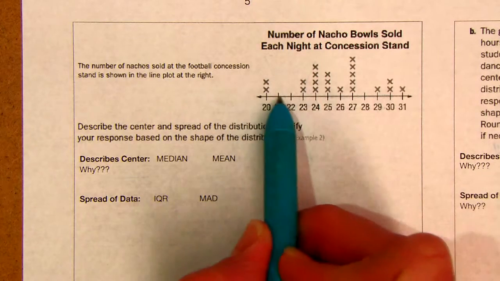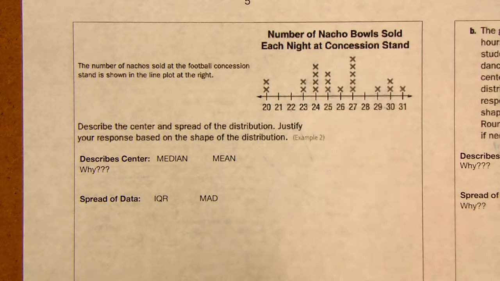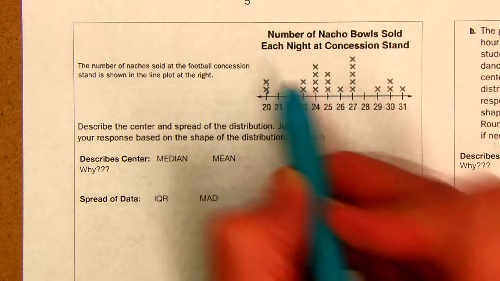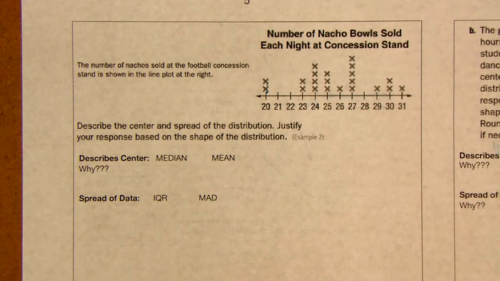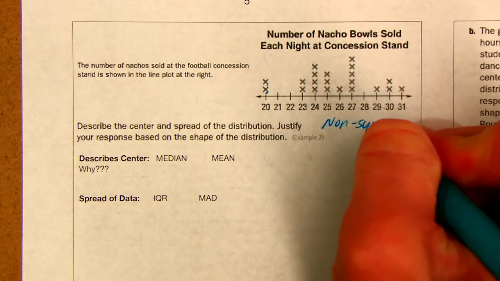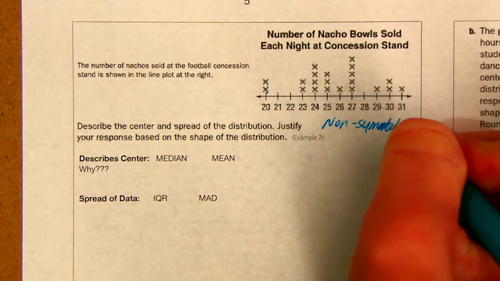And the reason I say that is because maybe this would have been, but there are 2 of them, so there's not an outlier over there. Okay, so because it is non-symmetric, we are going to find the median and the interquartile range.